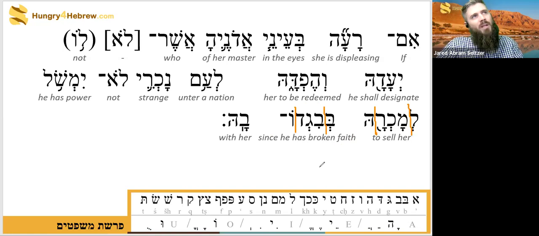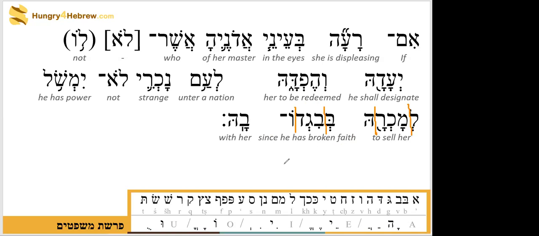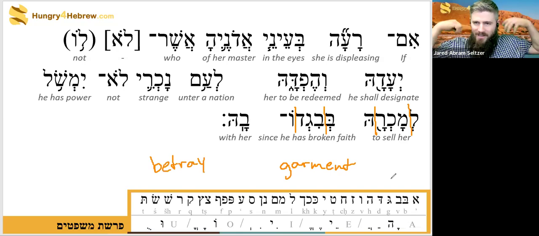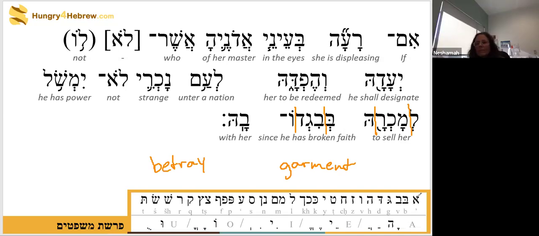Vigdo. This is beg. What's the root? Bet gimel dalet. I thought it was clothes. Yeah, a beged is a garment. So how do they get this translation, broken faith? No idea. I just had the word in my mind. Betray. As a verb, bet gimel dalet means to betray. It's as if you are cloaked as somebody else. It's powerful.